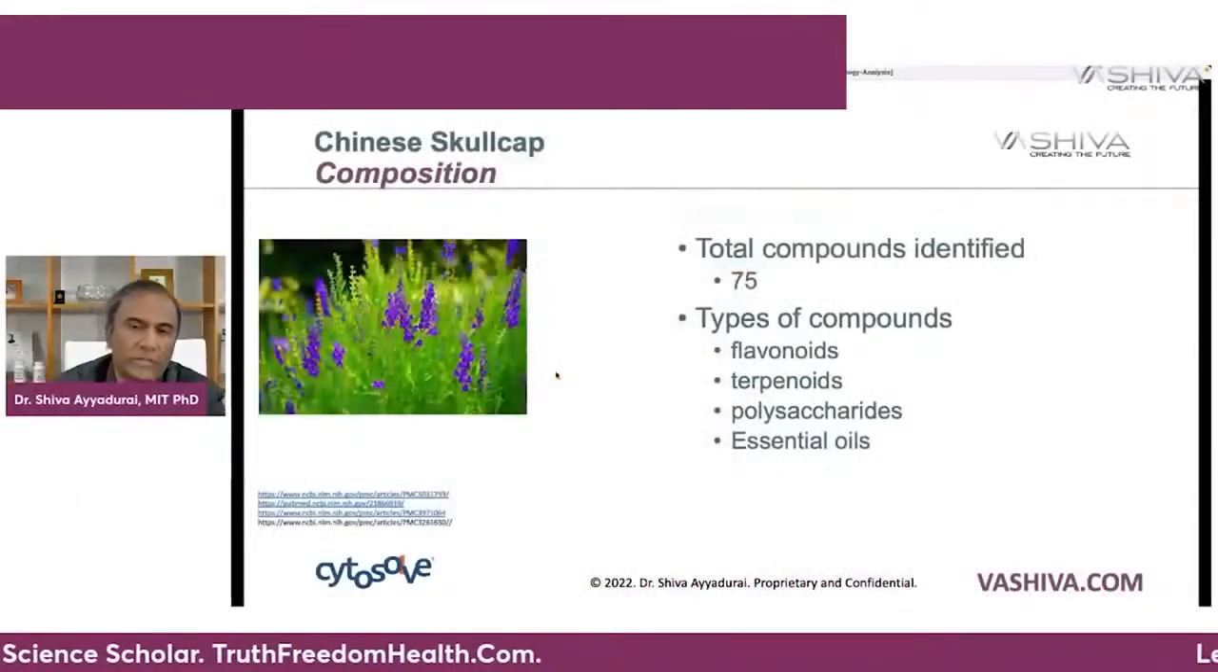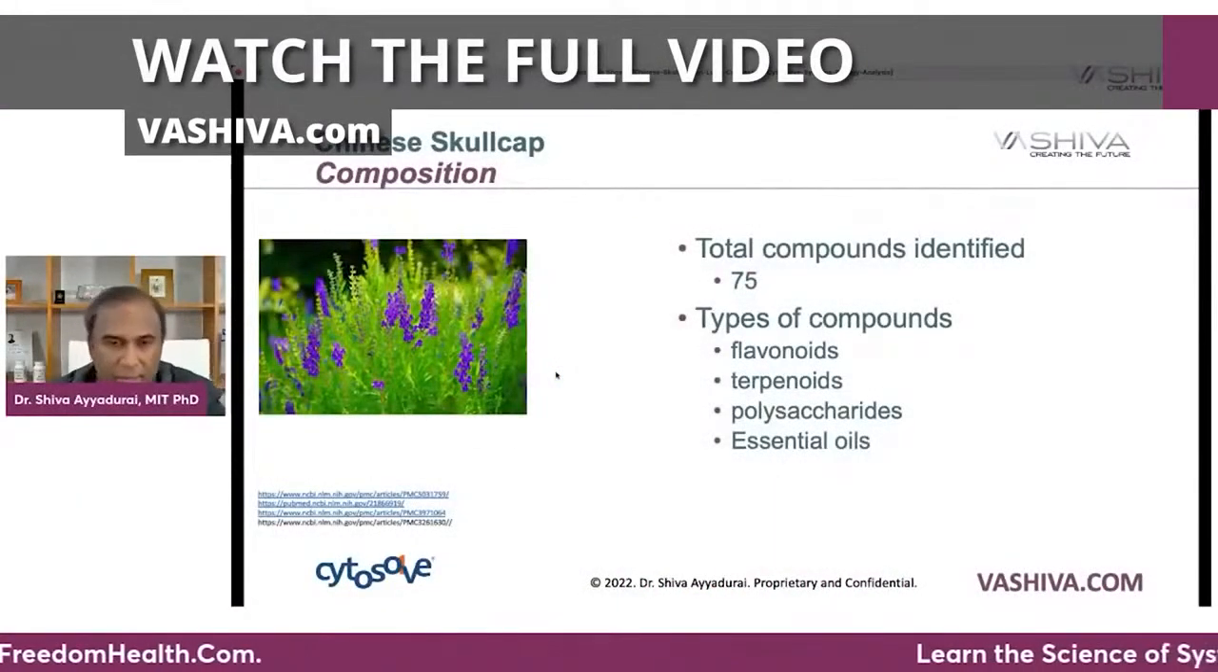So there are a total of 75 different chemical compounds that have been identified so far.